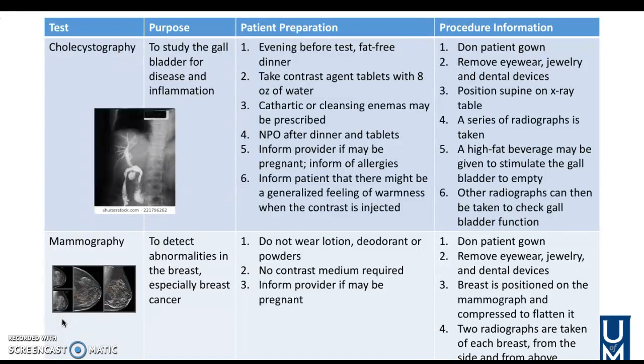Okay, so we're going to now switch over to our second video and talk about mammography.